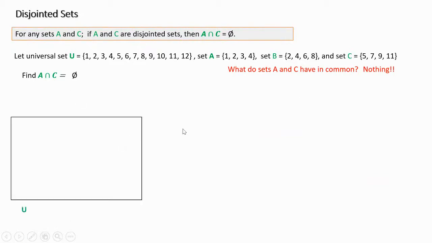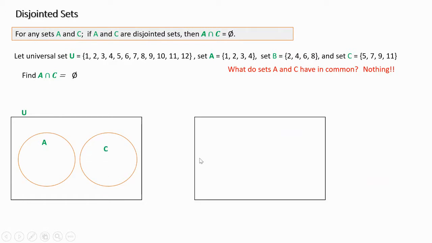So this is how you put it into a Venn diagram. U is the universal set. That's set A and set C. This is called disjoint sets. Now, how do we express this in a Venn diagram? Set A is 1, 2, 3, 4, and set C will be 5, 7, 9, 11. And the rest of the universal set has to be outside the two circles.